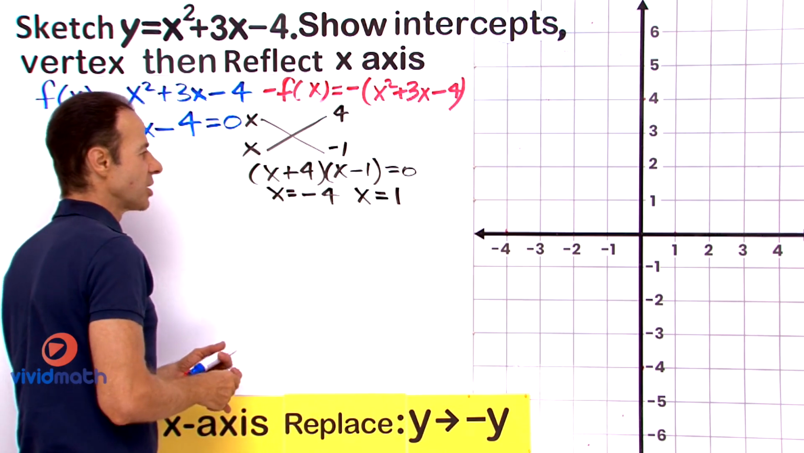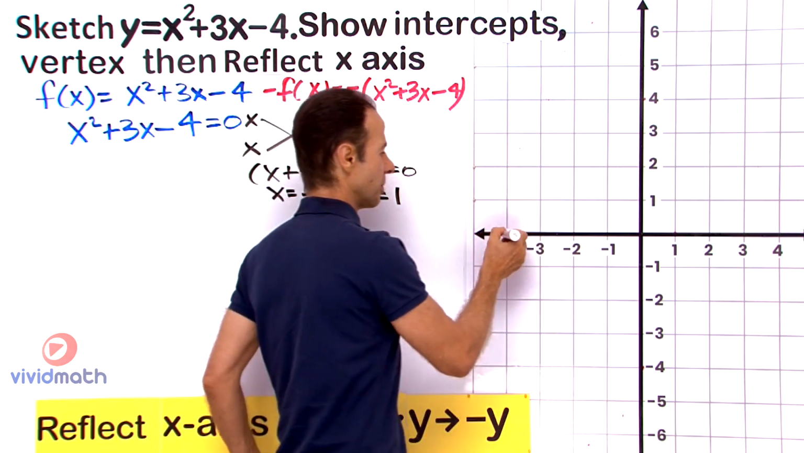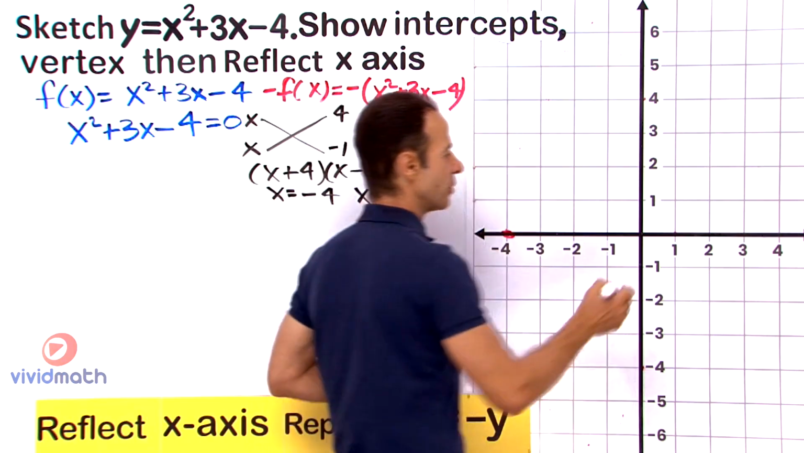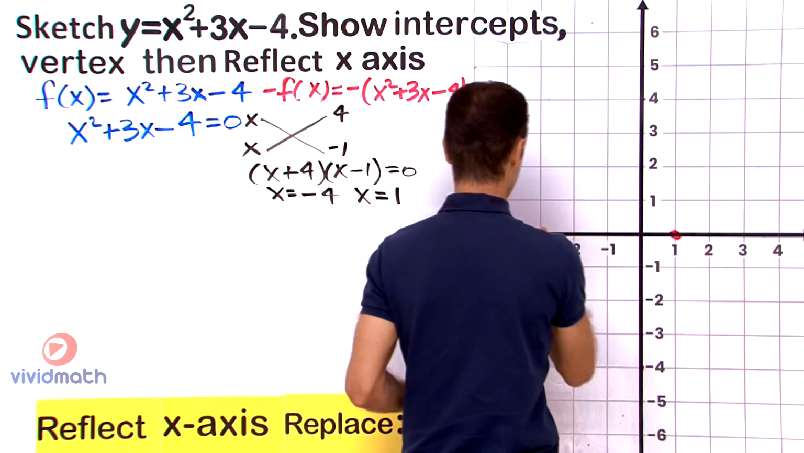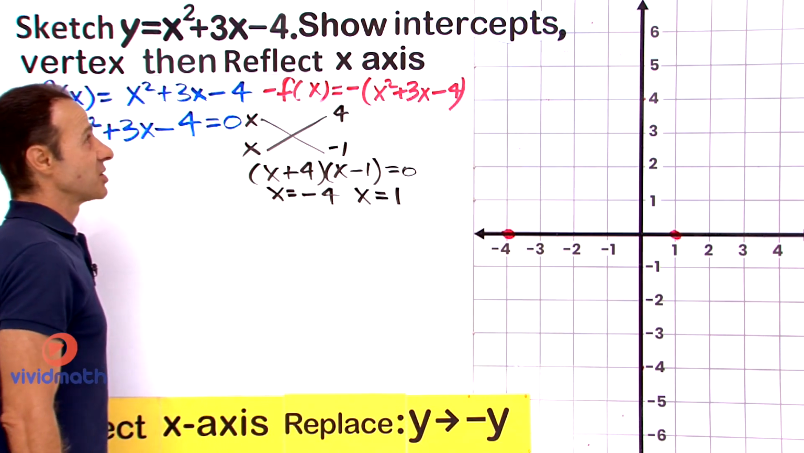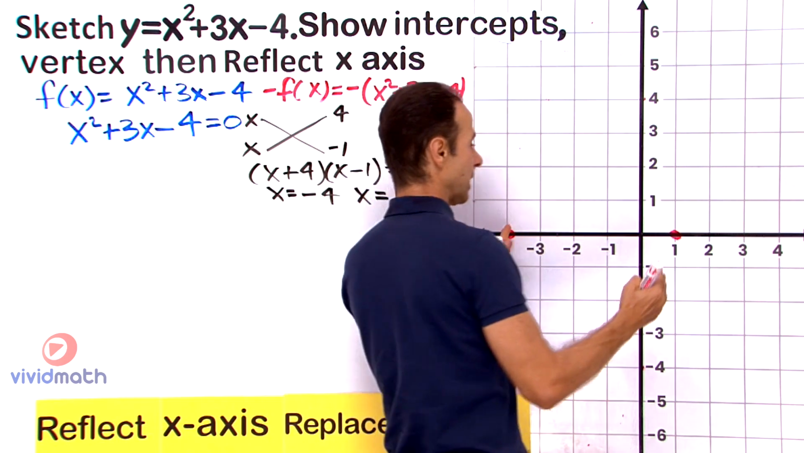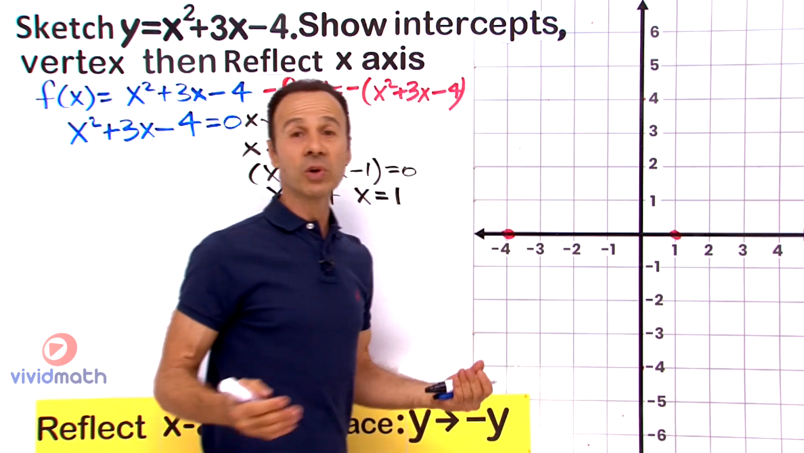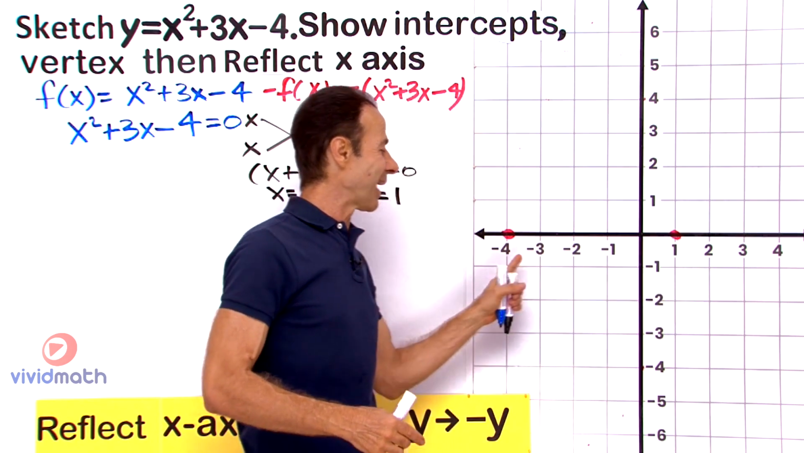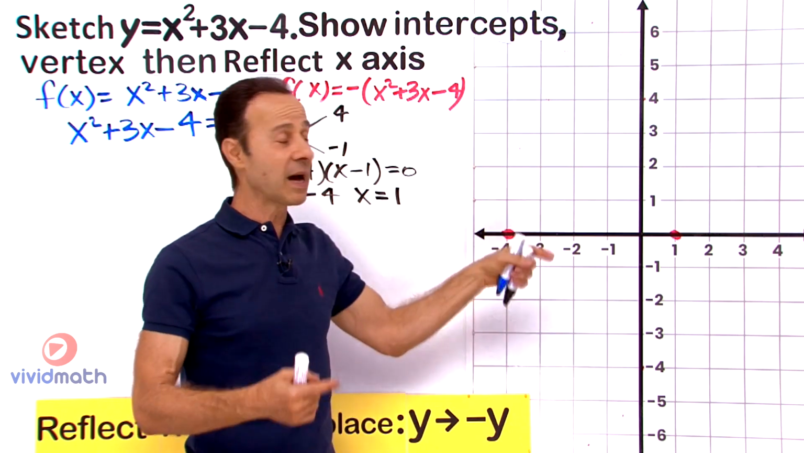So the 2 x-intercepts we're going to be focusing on in this graph are here at x equals negative 4 and x equals positive 1, which is right there. So there are our 2 points. Now we've got the x-intercepts. Let's find the vertex. Now how do you find the vertex between negative 4 and 1? Well, all you have to do is count to the middle. There are 5 units between 1 and negative 4.